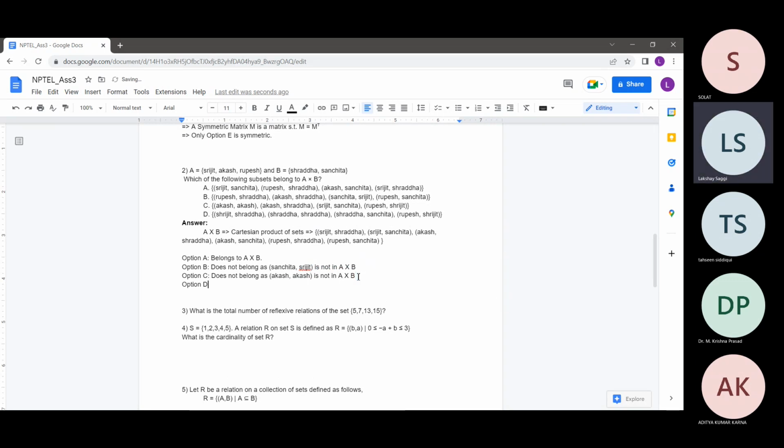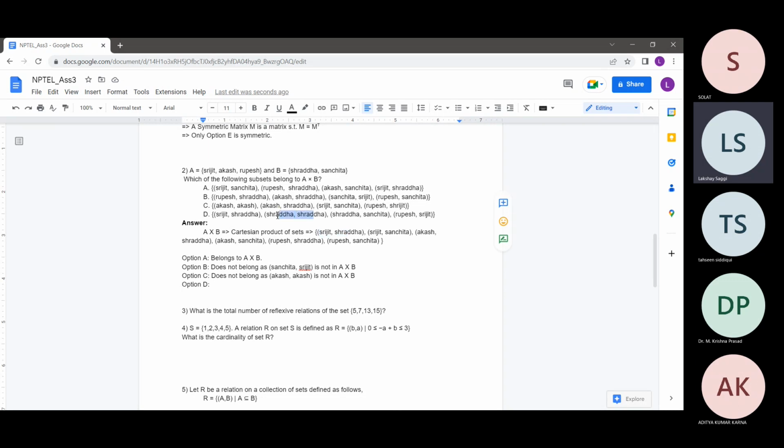Similarly, let's come to option D. So option D is Srijit, Shraddha. I guess I have used different spelling for Srijit somewhere, like here it is SRI and here it is SHRI. So maybe we can ignore that for now. These are not two different Srijits. They are the same Srijits. So Srijit, Shraddha is here also.